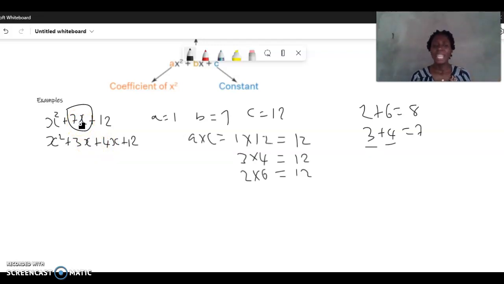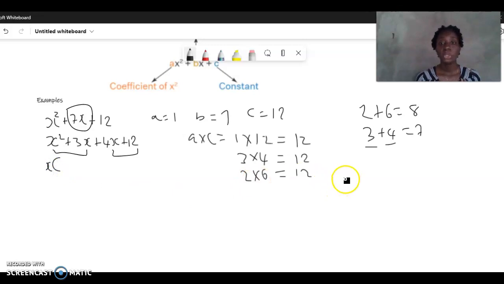Now my next step is to factor in pairs. So I will find a common factor of the first two terms, and of the third and fourth terms. If I look at the first two terms, x squared and 3x, what is common? Well, yes, you are correct if your answer is x. So I will factor out x.